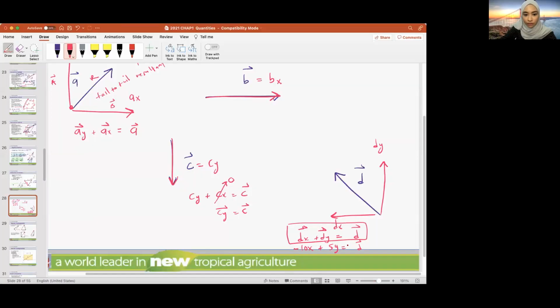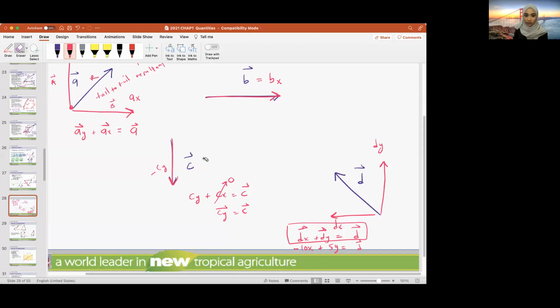Kenapa C tidak negatif? C tadi tak ada negatif. Oh, ada, sorry. C tu ada negatif. Sekejap, let me show back the class. Saya tak present lagi. Okay, so betul. It's going down, so it should be a minus lah, minus CY. So it's a minus CY. Betul.